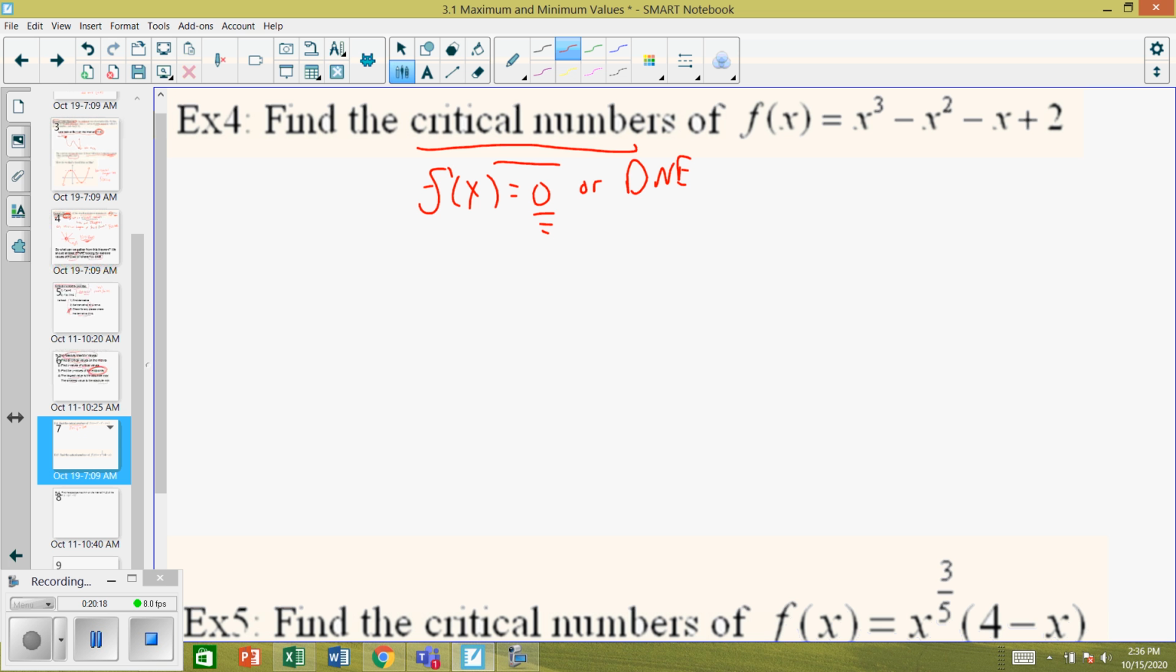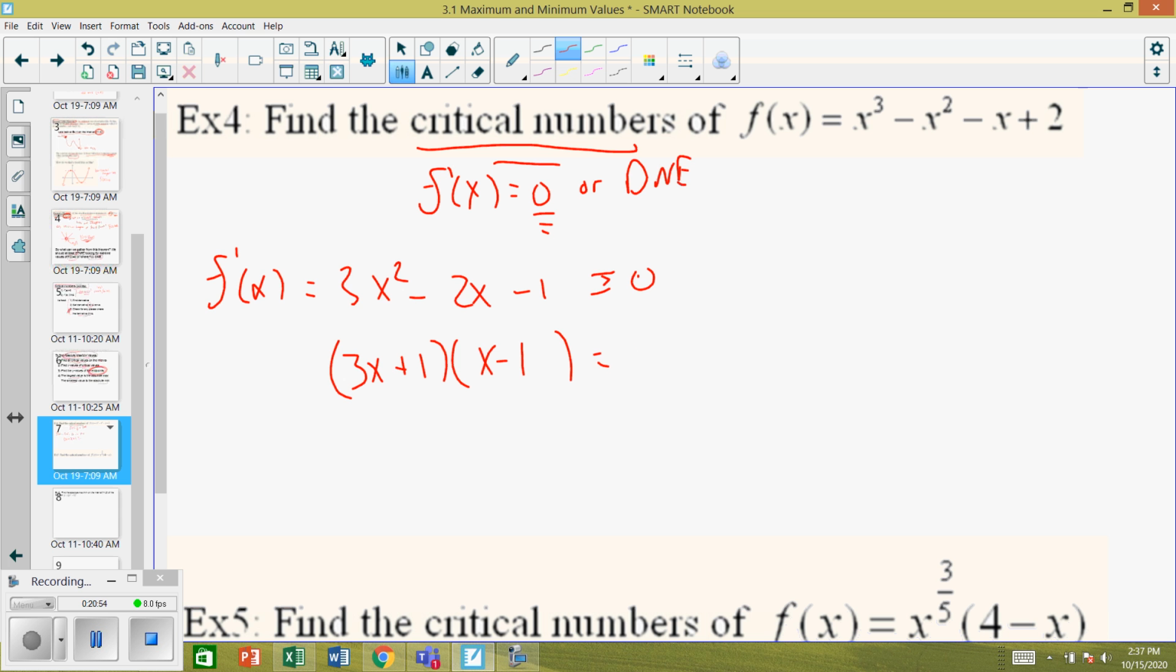Okay? All right, so f prime of x equals 3x squared minus 2x minus 1. And I'm trying to figure out all the places where this equals 0 or does not exist. Well, there are no places where this does not exist. I can plug in any value for x and it works out because it's a polynomial, but I can solve where this equals 0. This factors to (3x plus 1)(x minus 1). So this equals 0 when x equals negative 1/3 and x equals 1.